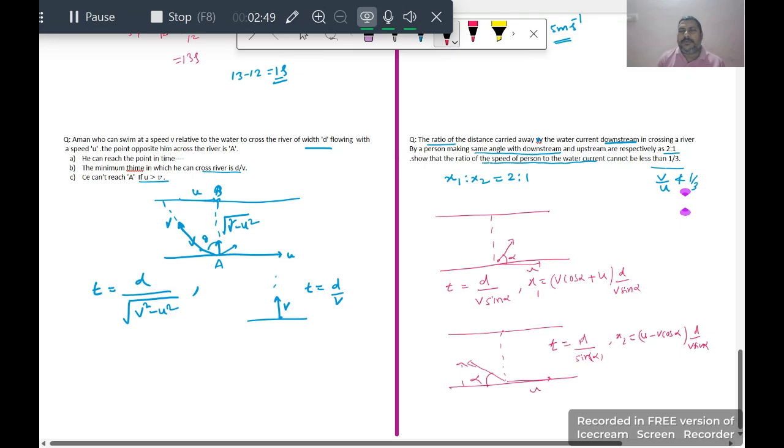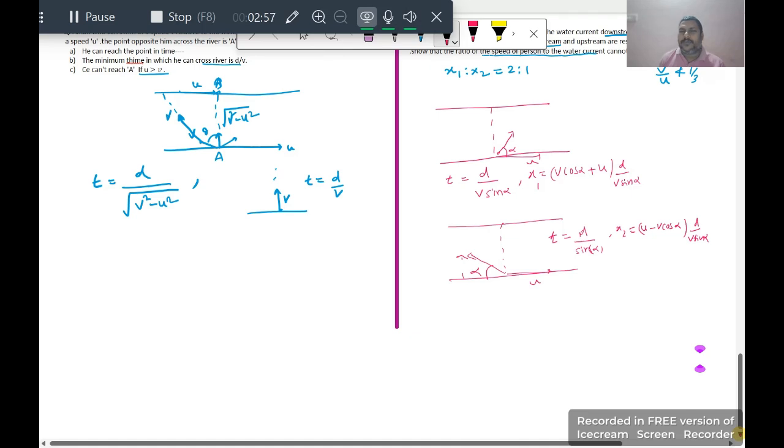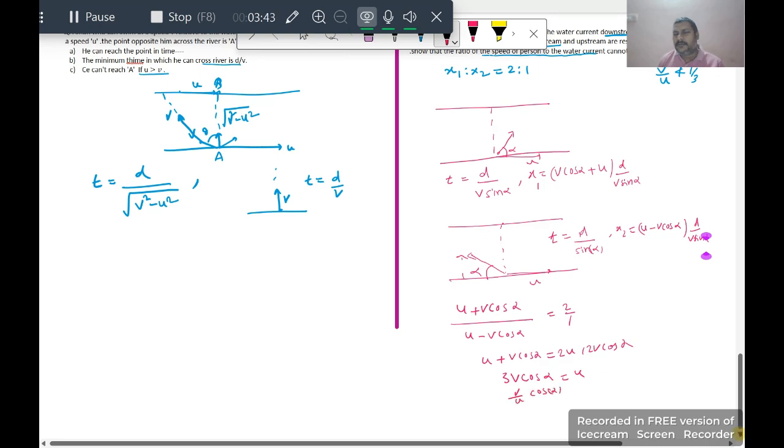The ratio of x1 to x2 is given as 2:1. So therefore u plus v cos alpha by u minus v cos alpha is equal to 2:1. Now u plus v cos alpha is equal to 2u minus 2v cos alpha. Taking u to that side, we get 3v cos alpha is equal to u. Then v by u into cos alpha is equal to 1 by 3.